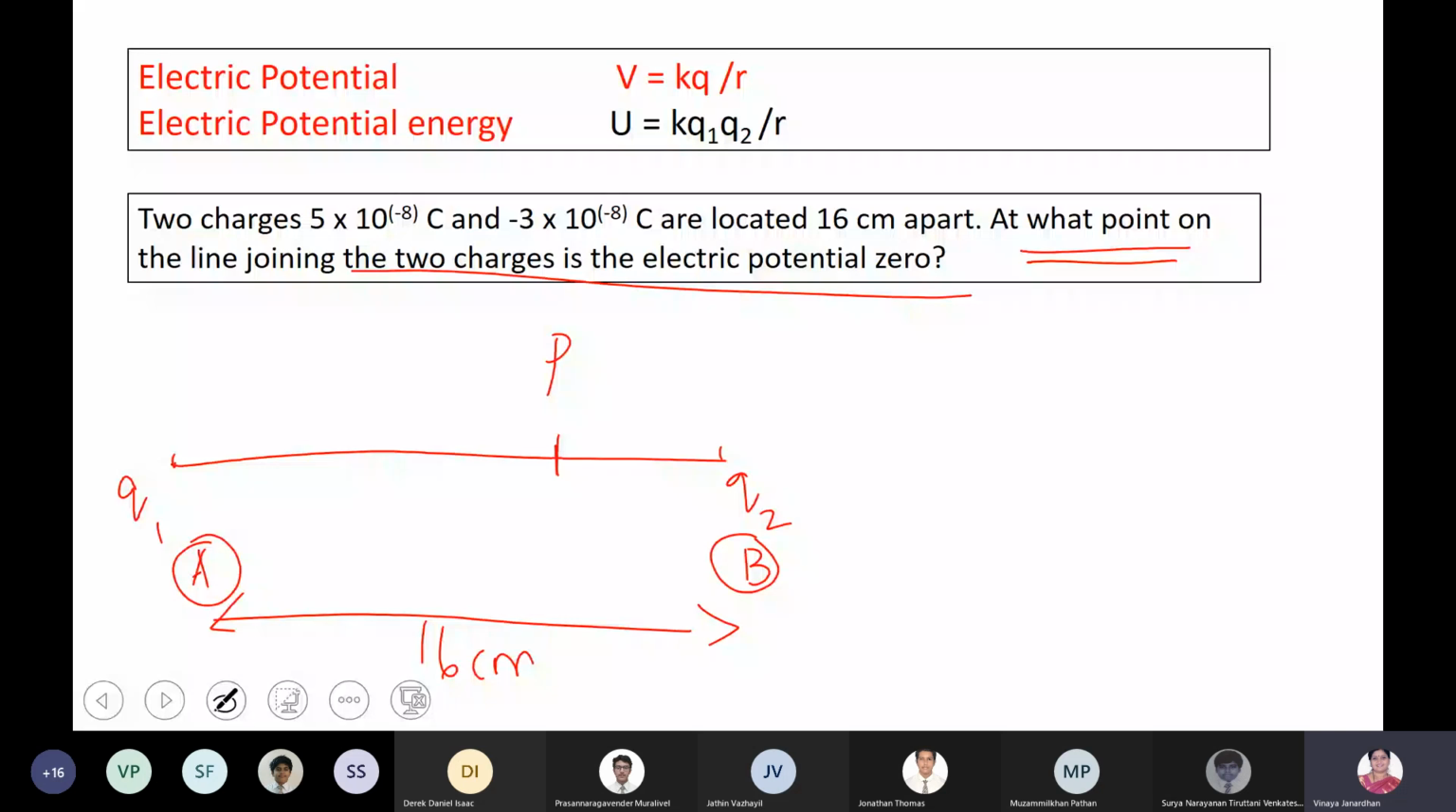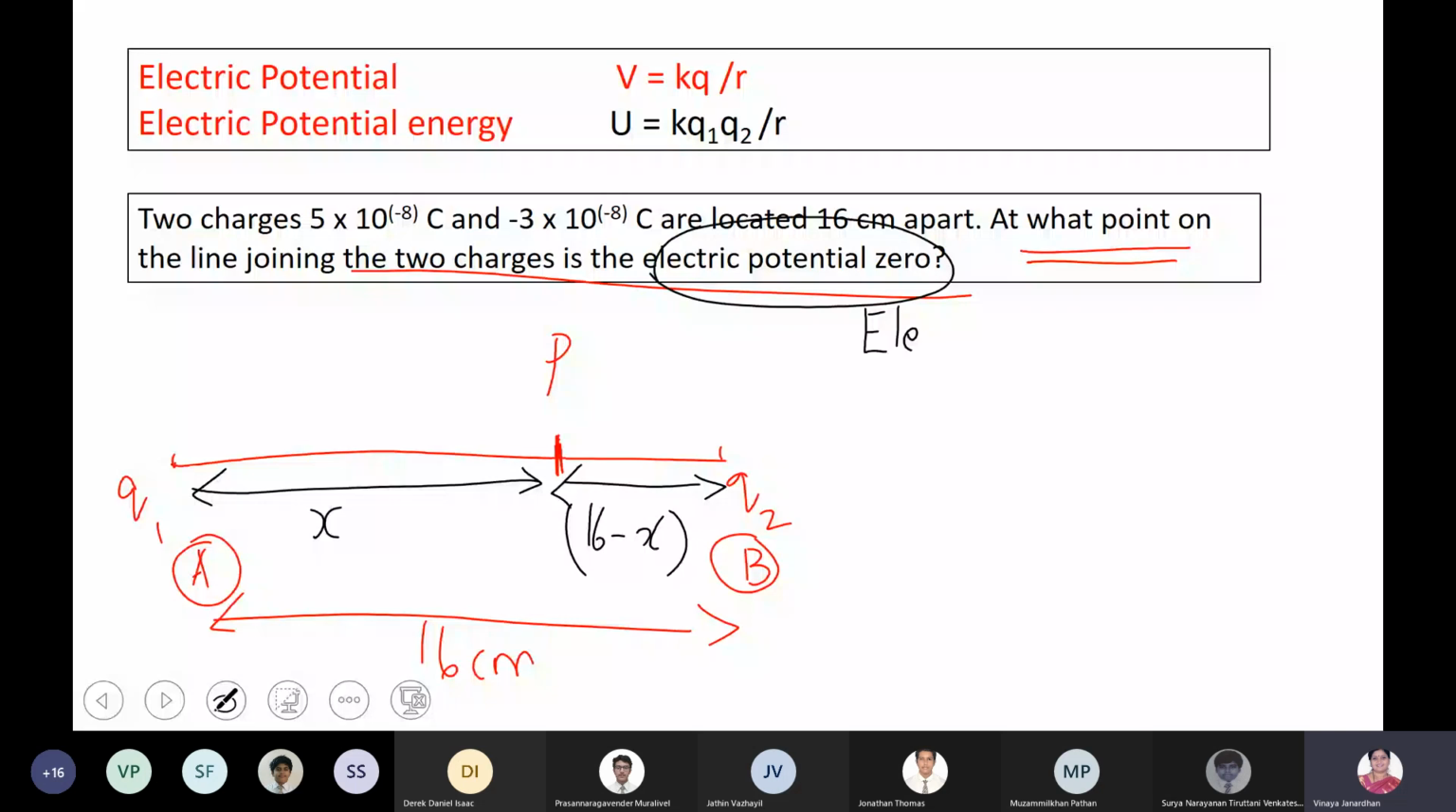So I'm considering a point P. Let this point P be at a distance of x meters from point A. Naturally, it will be at a distance of 16 minus x from point B. The electric potential at point P should be equal to 0. What is the electric potential at point P? One due to charge Q1, the other due to charge Q2.